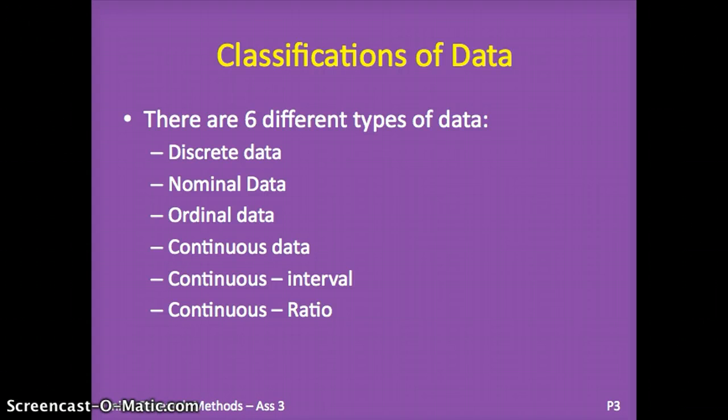Continuous ratio data. This data has relative equal units of measurement. This data also starts from 0 and increases, so it can't have any negative scores like the temperature. So an example of this would be a heart rate monitor. It starts from 0 and goes up.